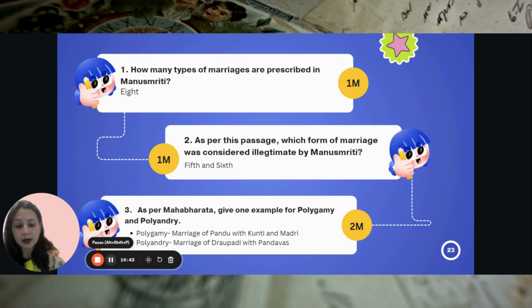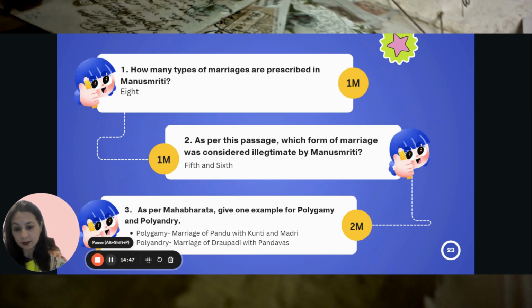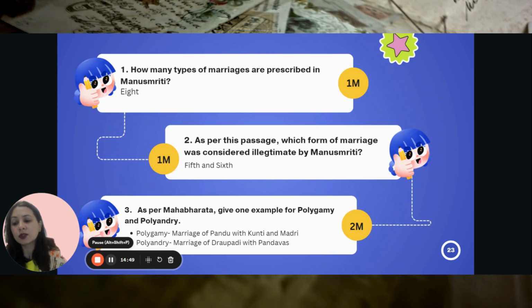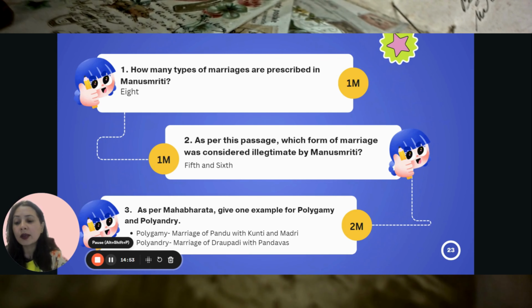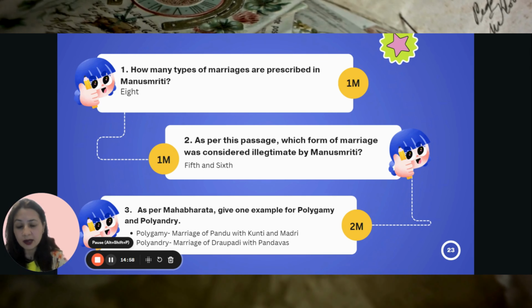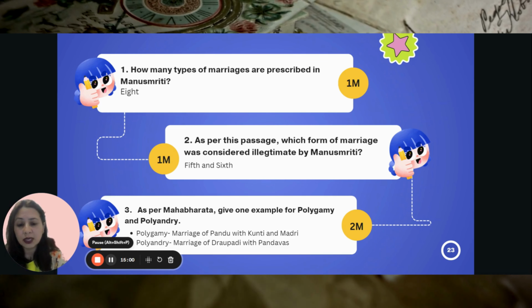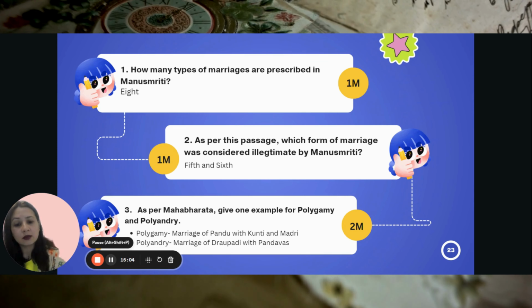Polygamy is when a man marries more than one woman. That means when a man has more than one wife, that is polygamy. And polyandry is when a woman has several husbands. So the examples are the marriage of Pandu with Kunti and Madri, and polyandry, the marriage of Draupadi with the Pandavas.